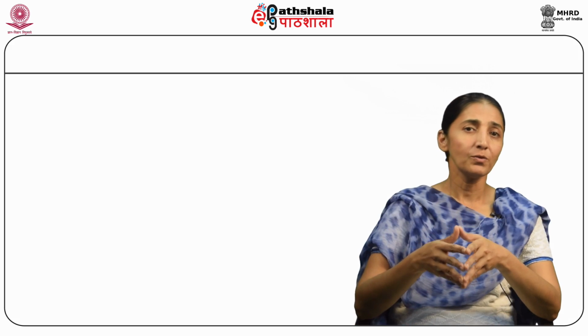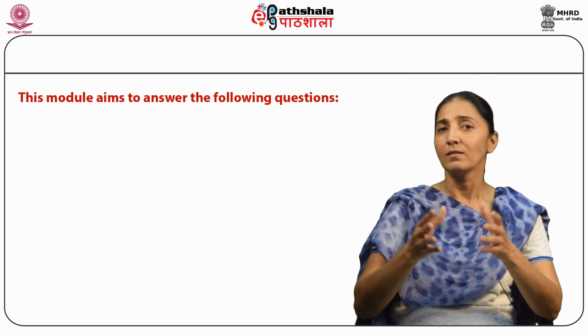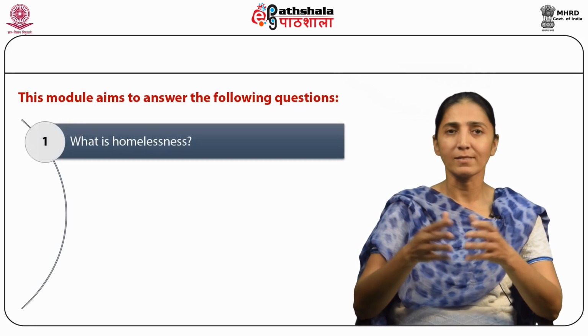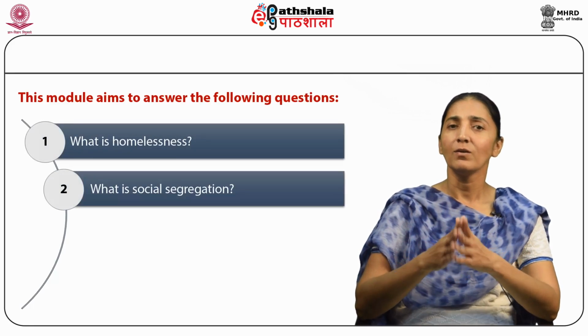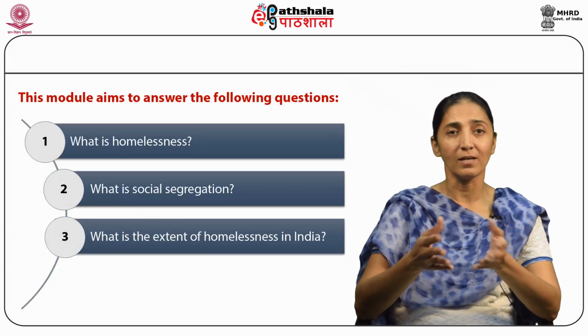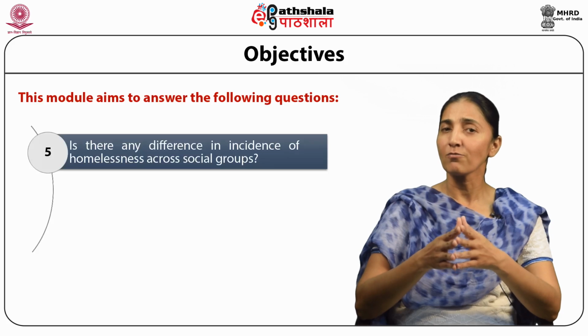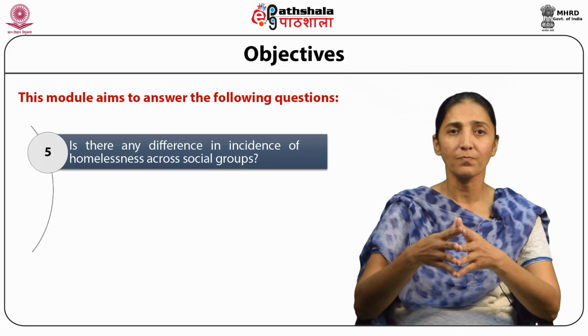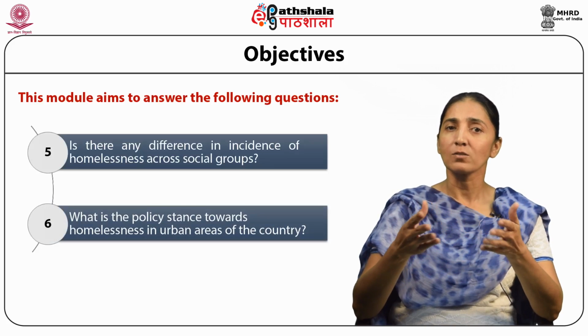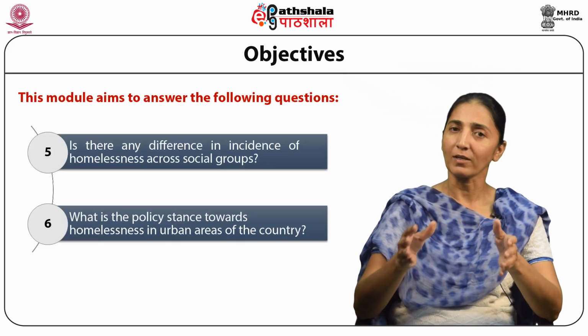We might therefore assume that minority ethnic communities will experience inequalities in access to and consumption of housing, and that these inequalities will contribute to a continuing cycle of disadvantage. So, this module aims to answer the questions: what is homelessness, what is social segregation, what is the extent of homelessness in India, what are the causes of homelessness in India, is there any difference in incidence of homelessness across social groups, and what is the policy stance towards homelessness in urban areas of the country.